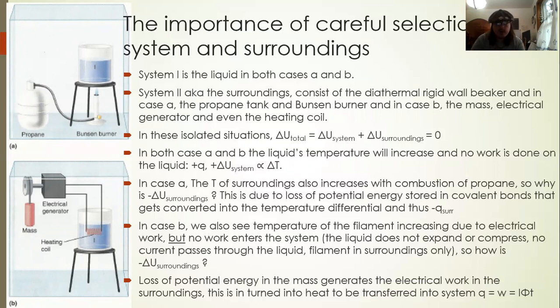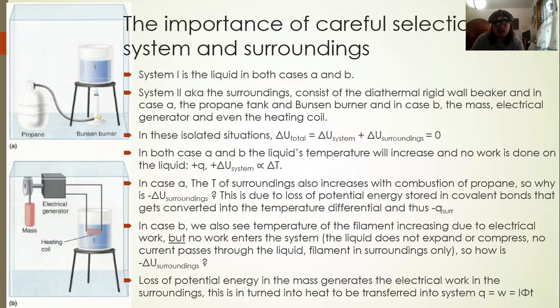These are perfectly isolated systems, so the total internal energy change should be 0. But in both cases A and B, the liquid temperature will increase and no work will be done with the liquid. The liquid is not going to expand, it's not going to contract. So the internal energy of the system will go up because temperature will go up. In case A, the temperature of the surroundings will also increase because combustion of propane will heat up the surroundings as well, the air that's going to surround the beaker.